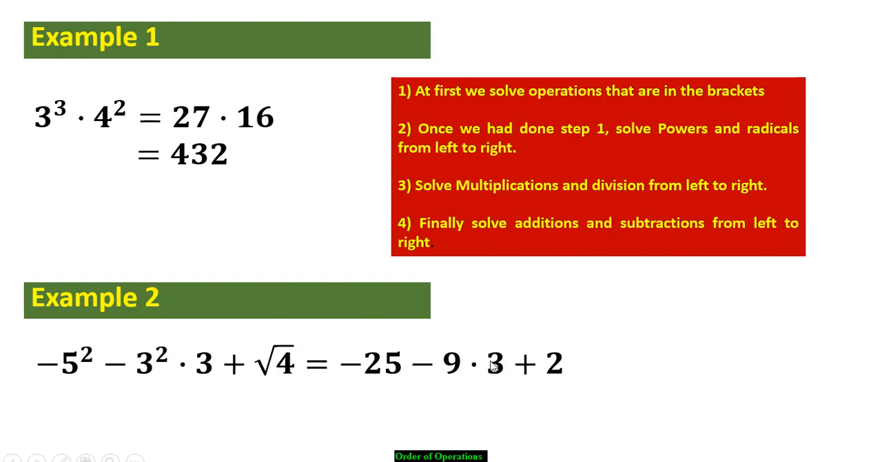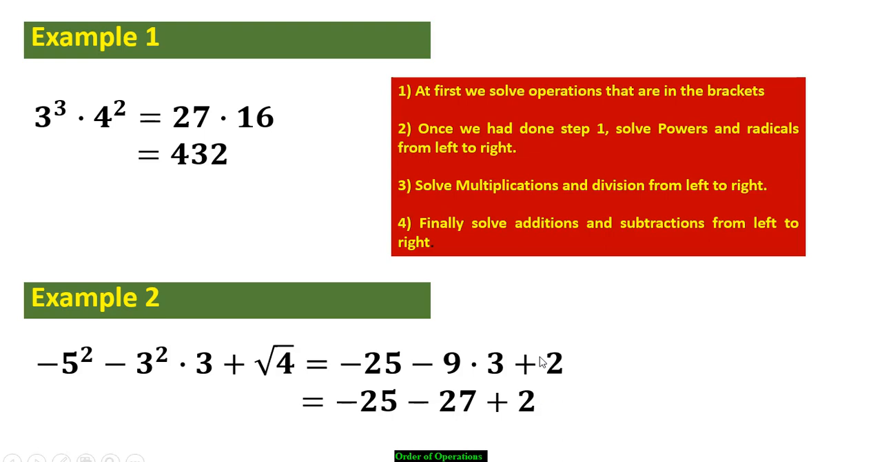We have done step 2, that is solve powers and radicals. Now we go to step number 3, that is solve multiplication and division from left to right. Well, we have 25 minus 9 times 3. My first multiplication is 9 times 3. So I don't have to touch this subtraction. 25 minus 9 is not right. You first have to solve 9 times 3. So this is 25 minus 27 plus 2.